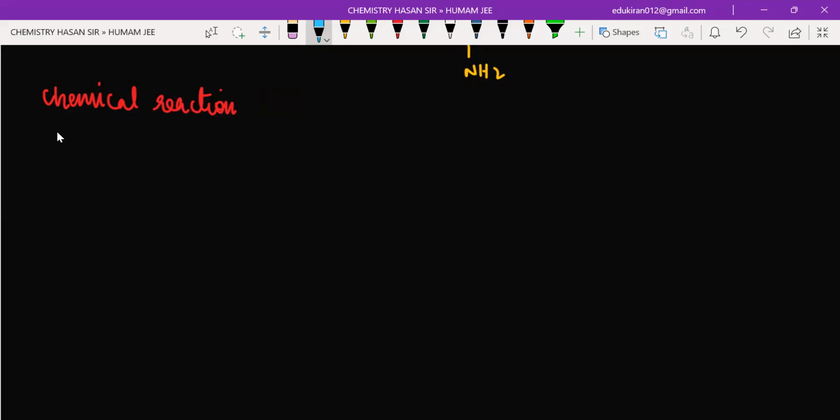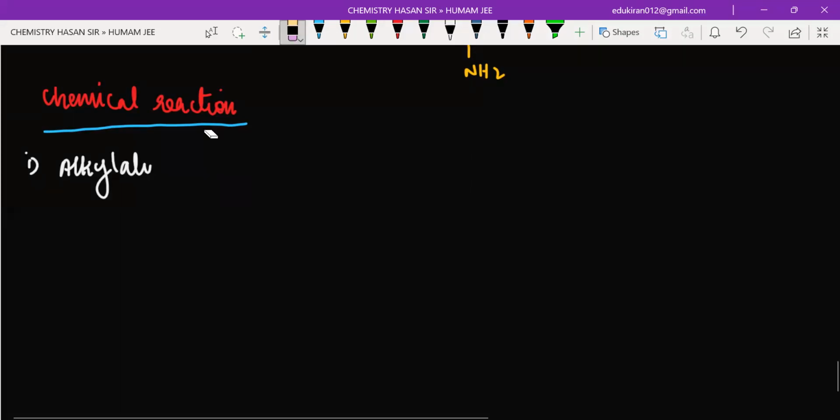So in these chemical reactions, first we are going to talk about alkylation. Not alkylation, I'm going to introduce acylation first, which is very easy to understand. Alkylation we have basically already studied, but at the end of this topic, chemical reactions, I'll tell you.